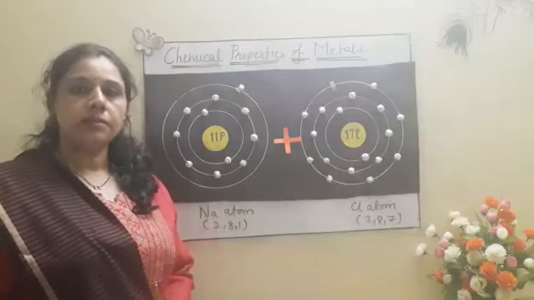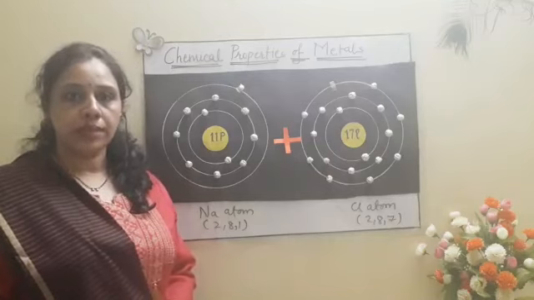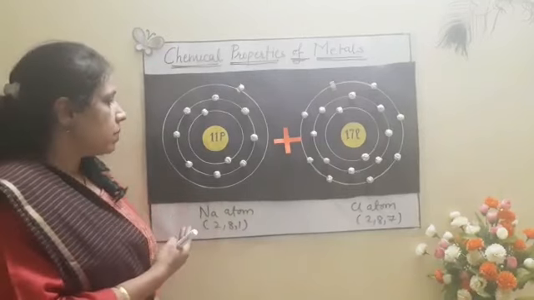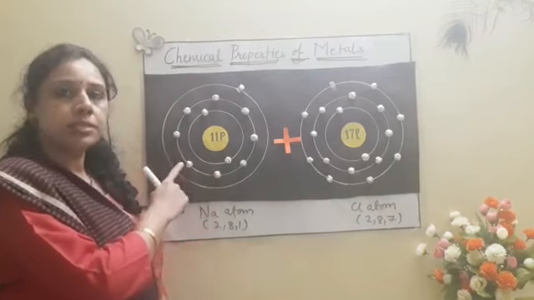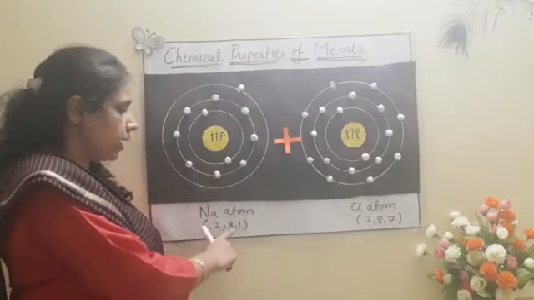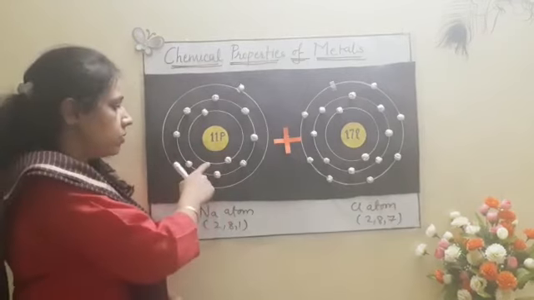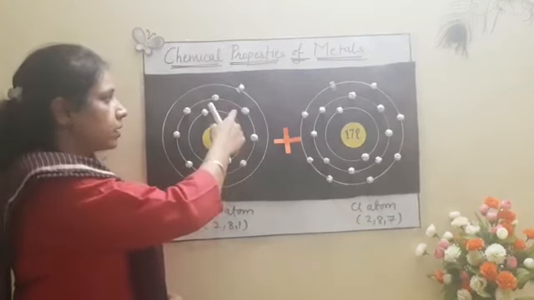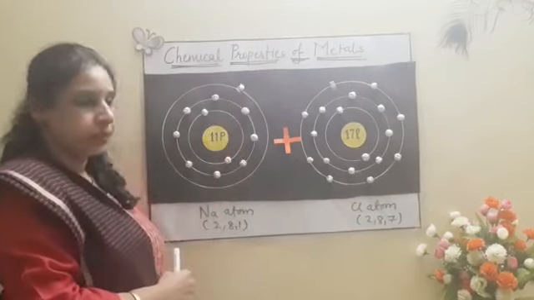To understand this reaction, we will first see the structure of sodium atom and chlorine atom as shown in this model. Sodium atom has 11 protons in the nucleus, that means its atomic number is 11. So the configuration of sodium atom will be 2, 8, 1, which we can see from the structure. In the first shell there are 2 electrons, in the second shell there are 8 electrons, and then in the last shell there is 1 electron present.